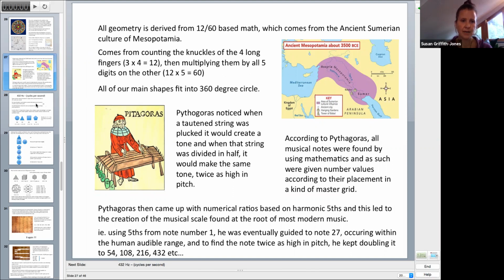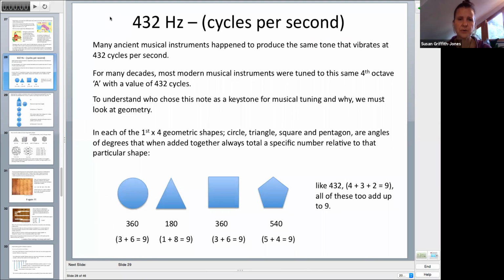And let's look at this Hertzian cycle of 432, which many ancient musical instruments happen to produce, the same tone that vibrates at 432 cycles per second. For many decades, most modern musical instruments were also tuned to the same fourth octave A, with the value of 432 cycles. And to understand who chose this note as a keystone for musical tuning and why, we must look at geometry. This is very important, because it sums up the whole basis of harmony. In each of the first 4 geometric shapes, circle, triangle, square, and pentagon, are angles of degrees that, when added together, always total a specific number relative to that particular shape.